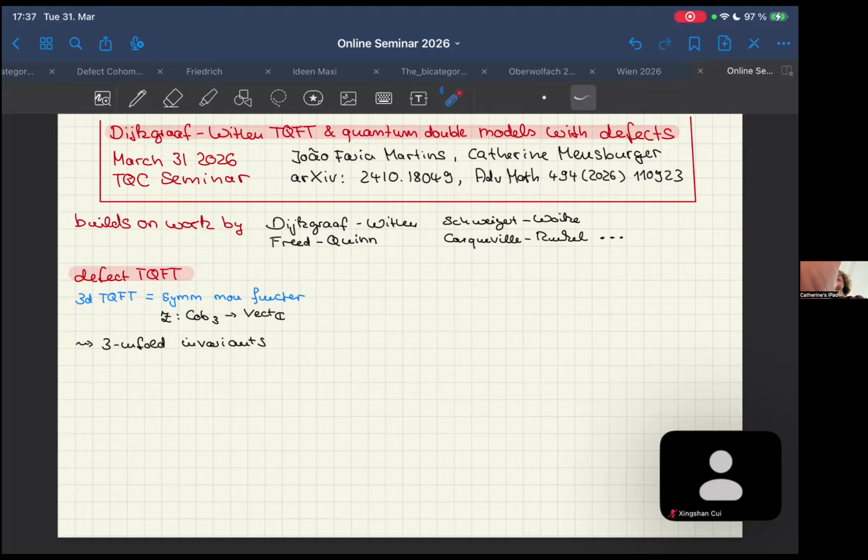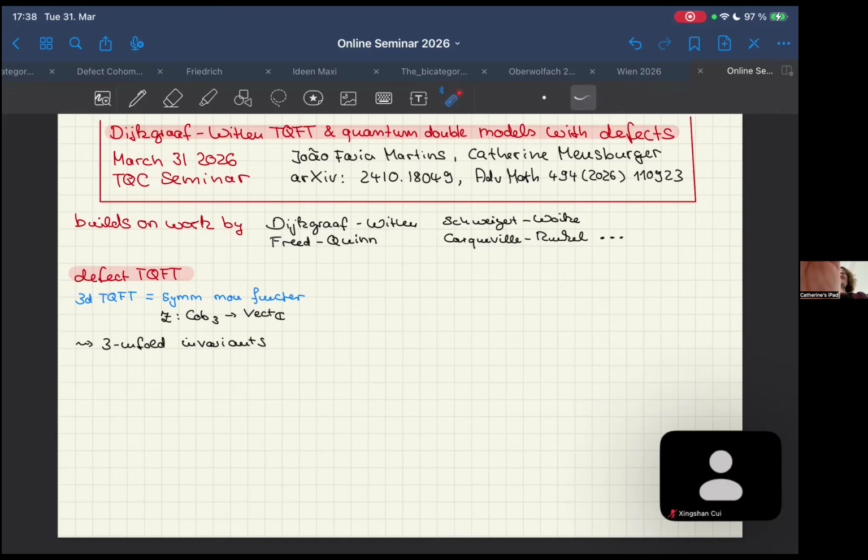Functor means essentially this is compatible with gluing, and it assigns to each surface a vector space and to each 3-dimensional manifold with boundary a linear map. Functor has compatibility with gluing, and that it's symmetric monoidal just means it's compatible with the disjoint union of manifolds, so it sends that to the tensor product of the vector spaces and tensor product of linear maps.